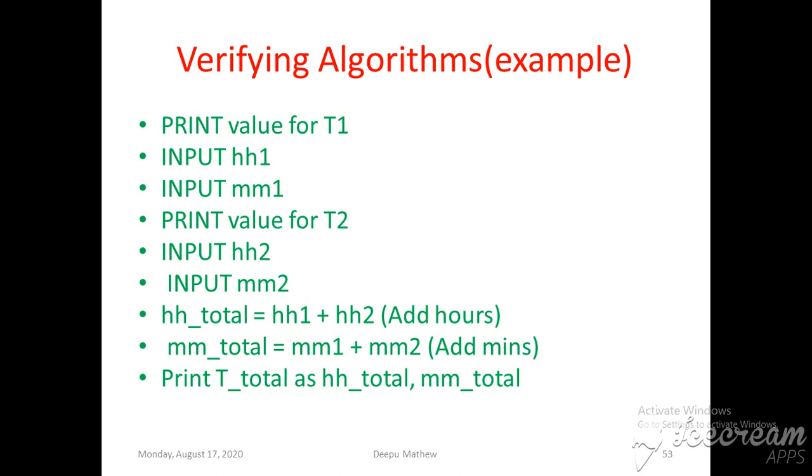First input the value of T1, meaning time T1. Then input HH1 for T1 and MM1 for T1, where HH1 is the hour value and MM1 is the minute value. Then again enter T2, the second time, and input HH2 as hour and MM2 as minute. After that, HH total is equal to adding the two hour parts, and MM total is equal to adding the two minute parts. Then finally print the total as HH total and MM total.